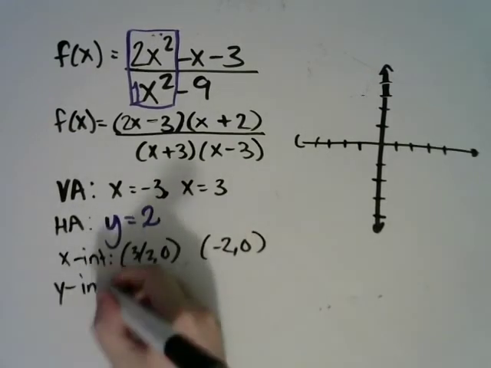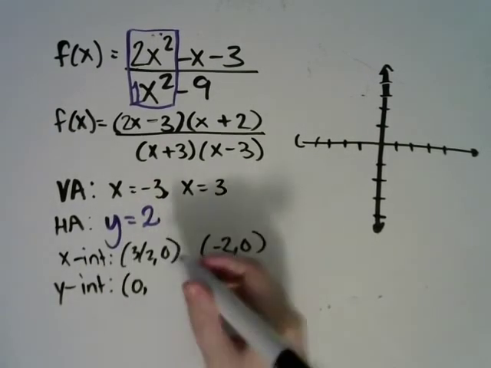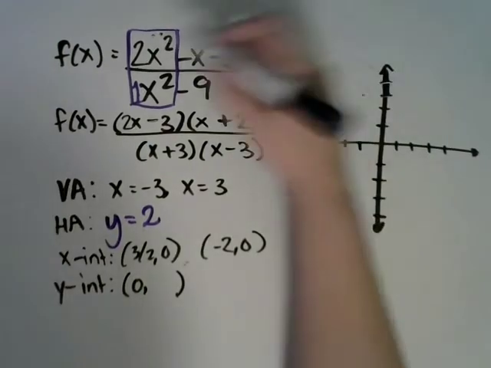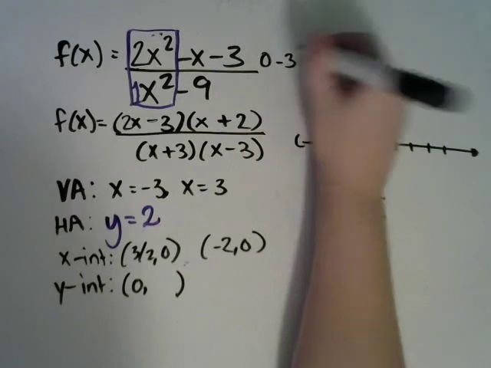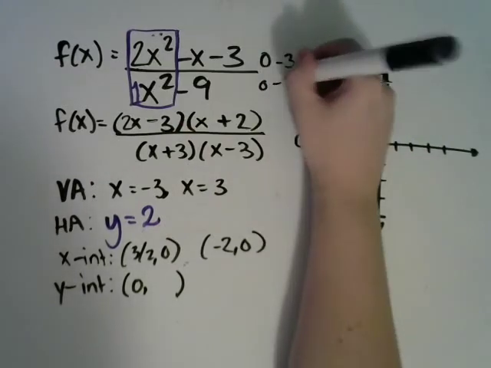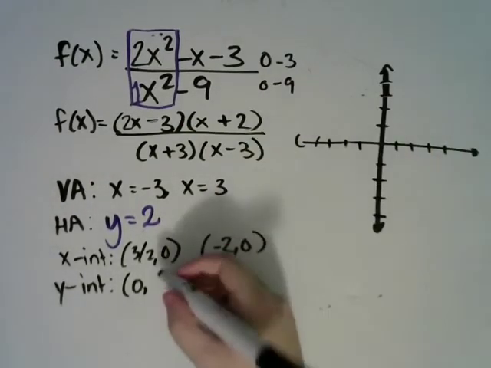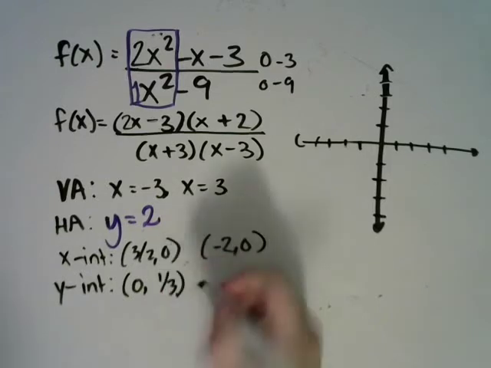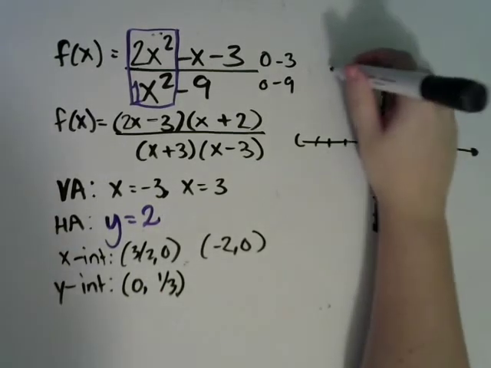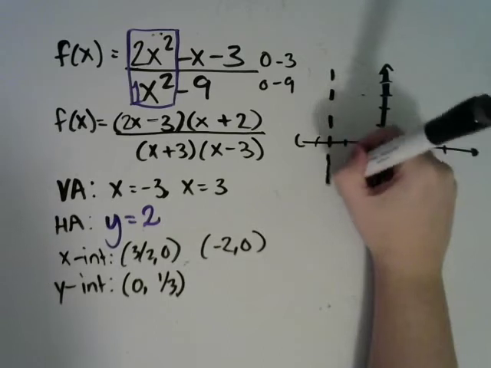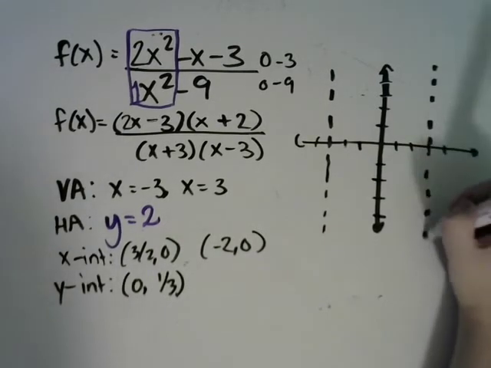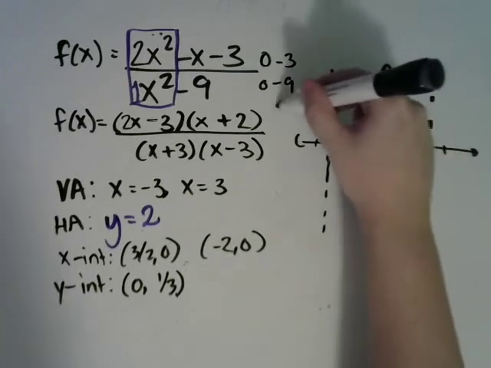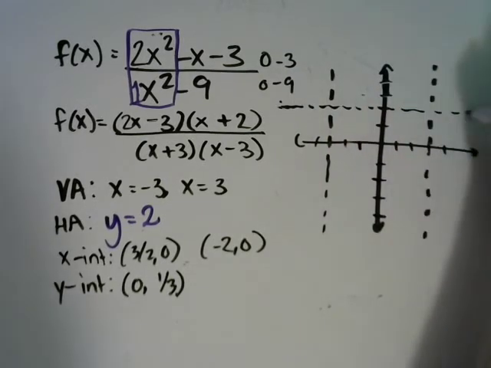The last feature is the y-intercept, which we get from plugging in 0. So we have 0 minus 0 minus 3, over 0 minus 9, which simplifies to be 1/3. Just like the last time, we're going to graph our two vertical asymptotes. This time, we need to graph our horizontal asymptote through 2.